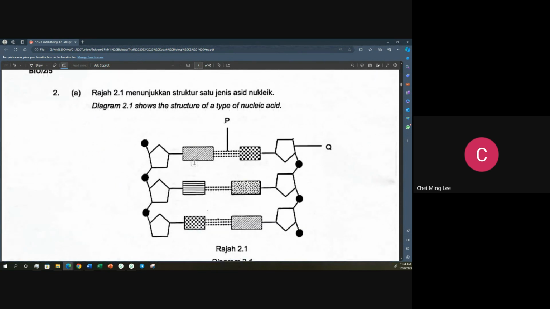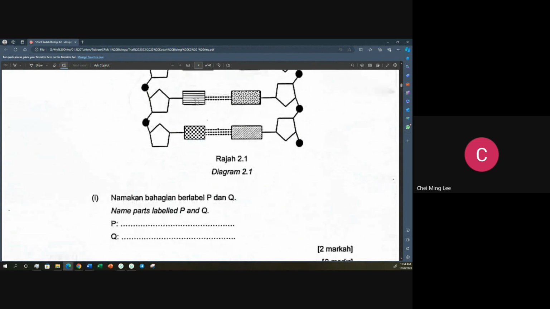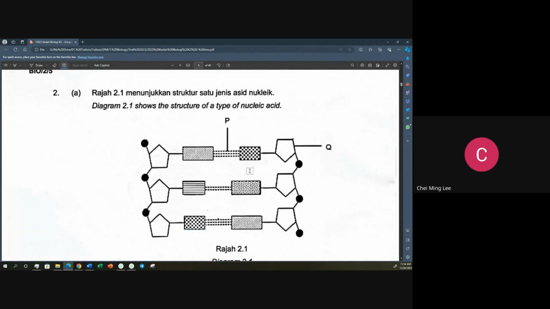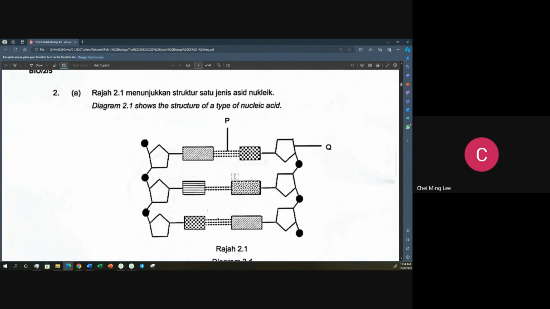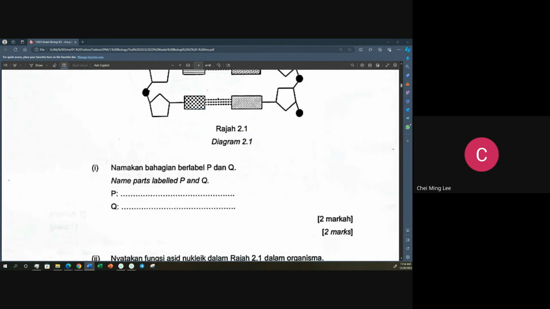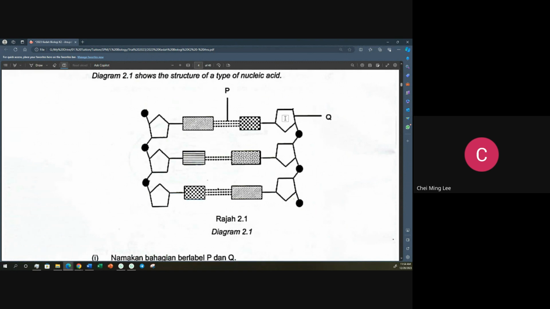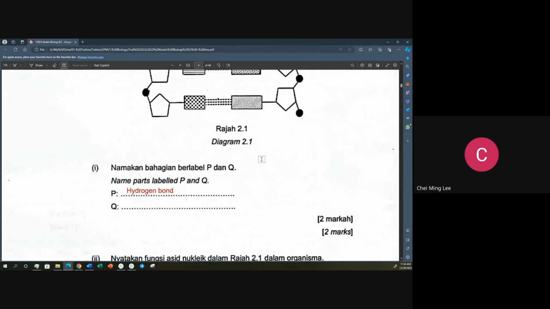For the second question, the diagram shows a type of nucleic acid. Name the parts P and Q. P is the hydrogen bond, while Q is normally called pentose sugar, or if you don't want, you can say deoxyribose sugar also can. But normally we call it pentose sugar.